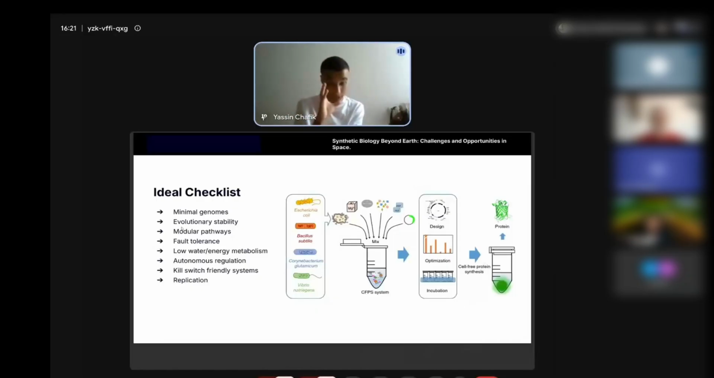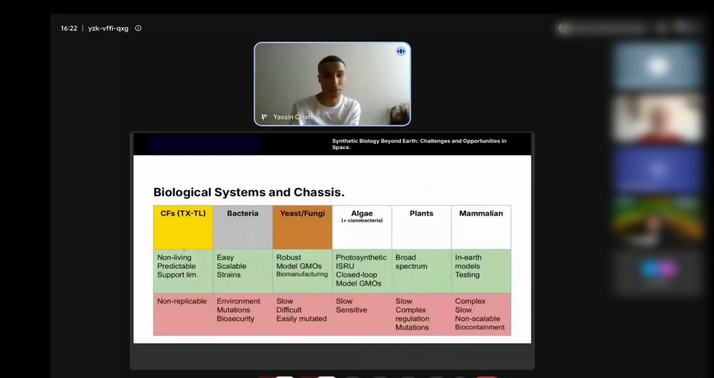It should be extremely important, and I'm going to stress this a lot, to have kill switch friendly systems. You cannot encourage scientists to modify things in space and have the risk of those mutated things coming back to Earth without the certainty that they are not going to create damage here on Earth, and it should be replicable, which is the case of all of them except cell-free systems.